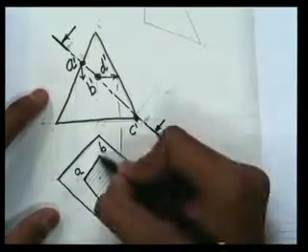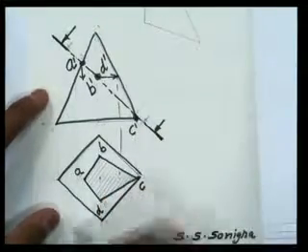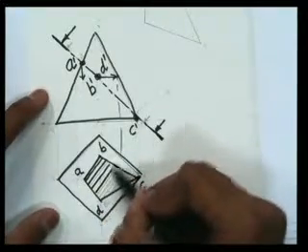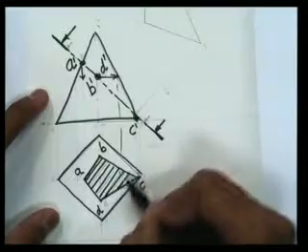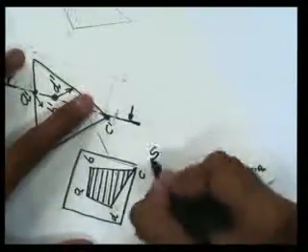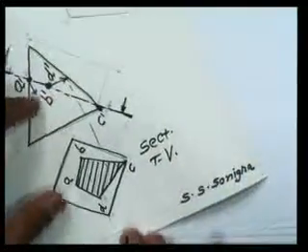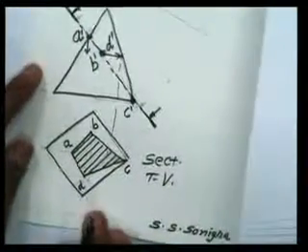So this is nothing but the sectional top view. Draw here section lines at an angle of 45 degrees with the XY line. So this is the sectional top view. You can write it like this: sectional top view, right? So it's a sectional top view, you can see here. Now this is the front view.